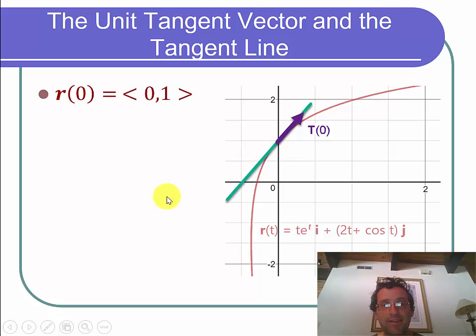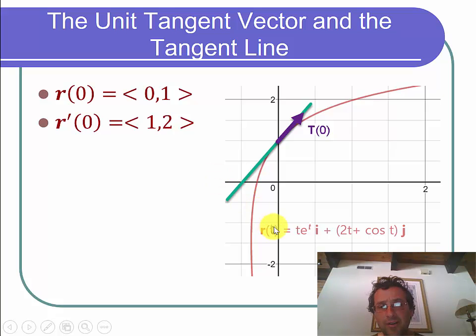So now let's apply this. We have r of 0. Let's plug in. If you plug in 0, you get 0 e to the 0 i, which is just 0i, plus 2 times 0 plus cosine of 0. That's 0 plus 1, which is 1. And you just get 1j. I'm writing it in pointy bracket notation, a little bit less writing on the board. So we get <0, 1> as a vector for r of 0.